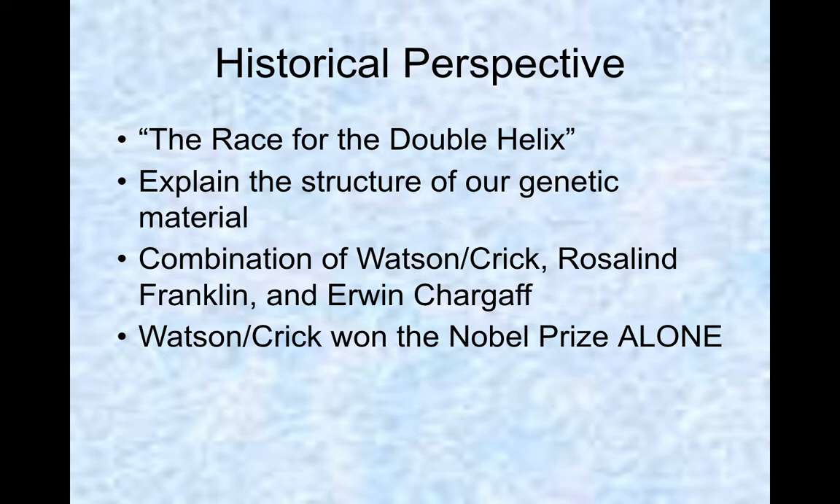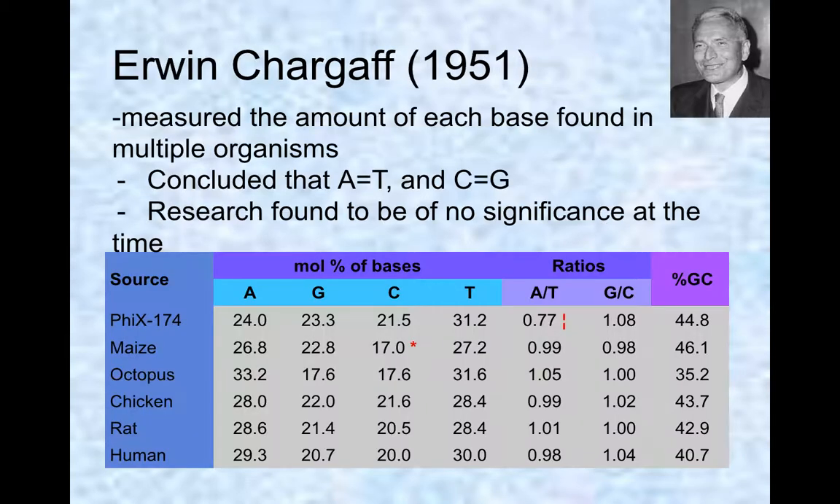So, who are the main players involved? Watson and Crick are probably the names you're most familiar with. Then next, we also have Rosalind Franklin and Erwin Chargaff. All four of these individuals contributed to the discovery of the structure of DNA. However, Watson and Crick are the ones who won the Nobel Prize alone. So let's jump into this story.